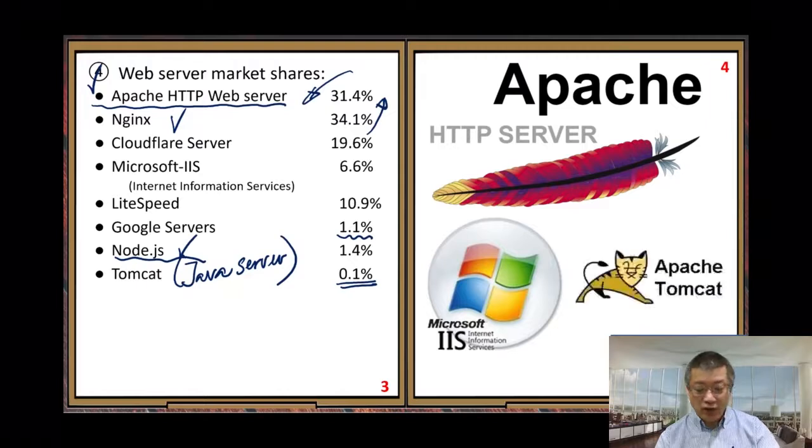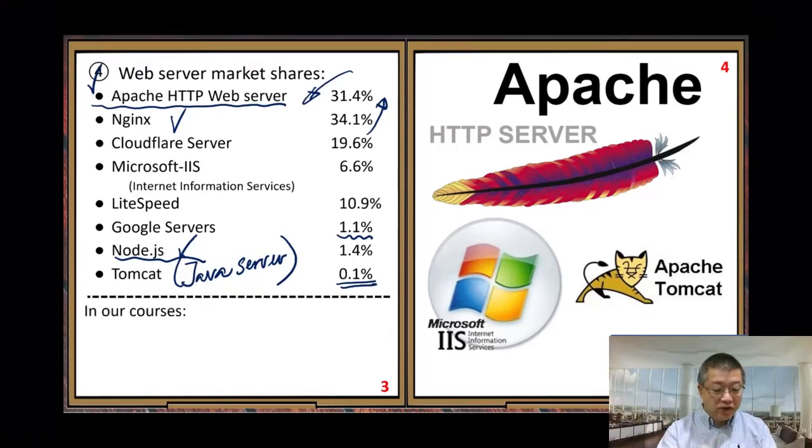Let me explain this way. That is the logo of Tomcat, Apache Tomcat. Even if you see the market share is so little, it is a big, important Java web server. Why? Let me give you the main reason. When we talk about servers, based on usage, there are two types of servers. The first type is called the production server.